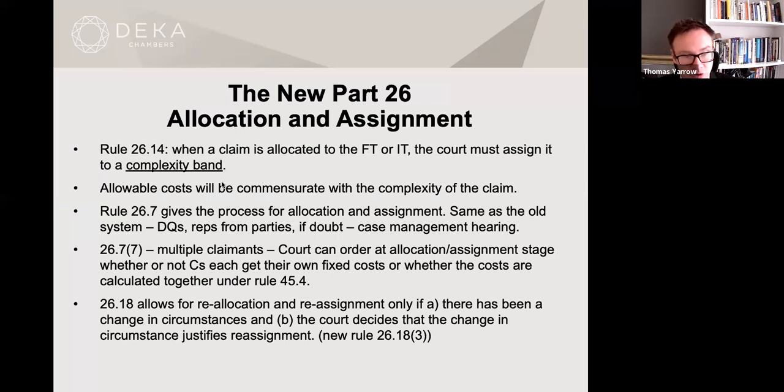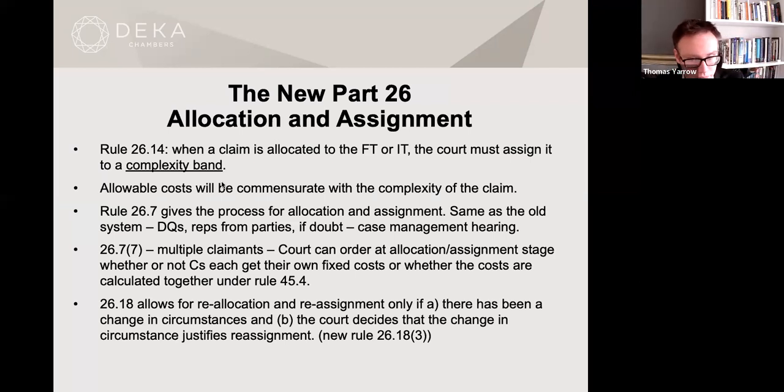Now, special provision under 26.77 as to multiple claimants. The court can order at the allocation or assignment stage whether or not, where you've got multiple claimants, each of them is going to get their own fixed costs. That's, I suppose, the default position, or whether the costs are calculated together under Rule 45.4.